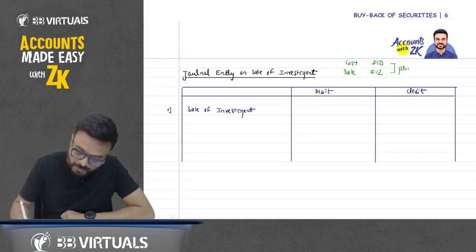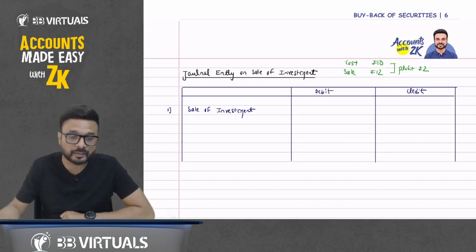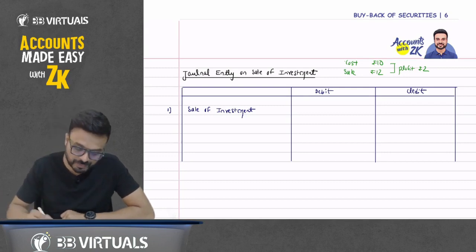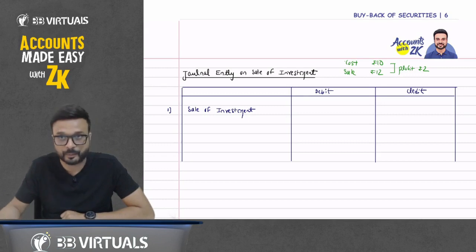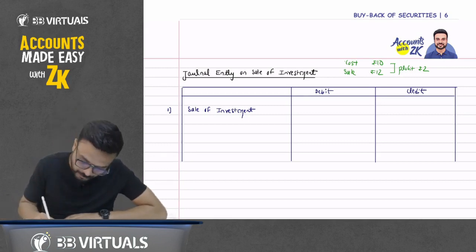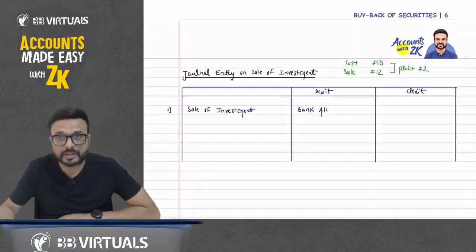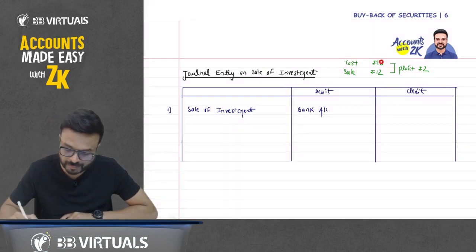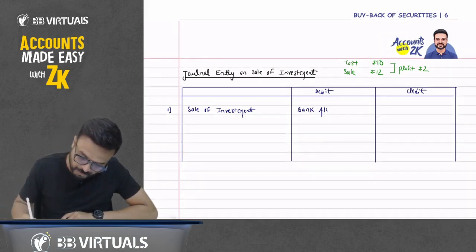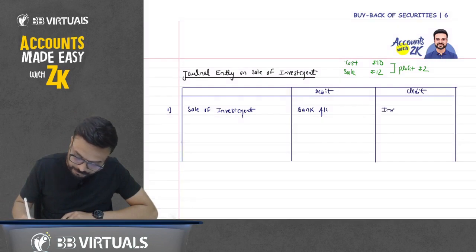So there is a profit of rupees 2 crore. How much amount have you received on sale of this investment? You have received an amount of rupees 12 crore. So the entry will be: bank account debit, as you have received the amount, so bank account will be debited by rupees 12 crore. Which account will be credited? Investment account. But what is the cost of investment? 10 crore. So here you will credit investment account.